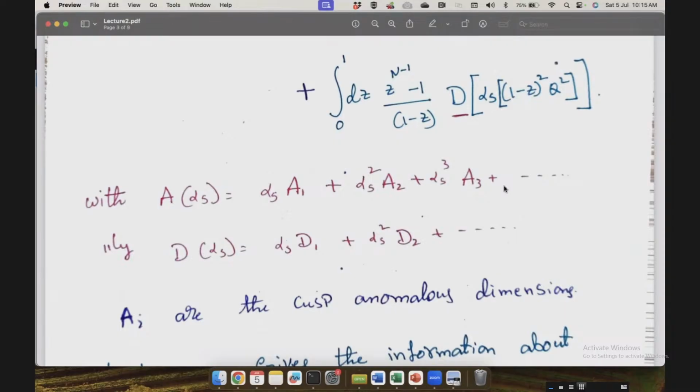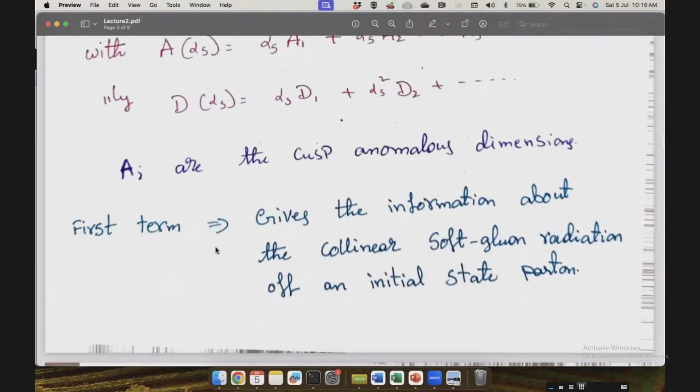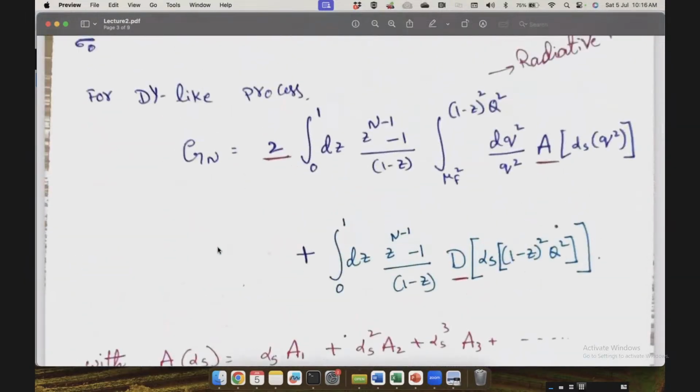So later, people realized that all these A1, A2, A3 are connected to the cusp anomalous dimensions. And what is the meaning of cusp? That is what we'll have a look at. So the first term, what is meant by the first term? In the Gn, this is the first term. There are two terms in the expression for Gn, both involving the Mellin transformation, z power n minus 1. So this is the first term I'm talking about, and this is the second term.